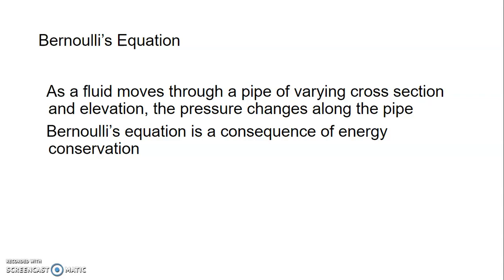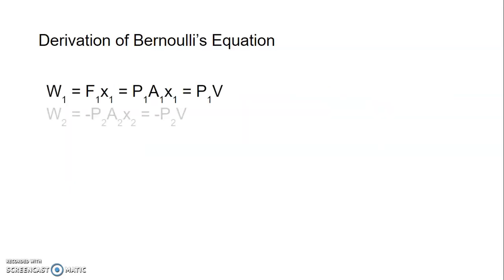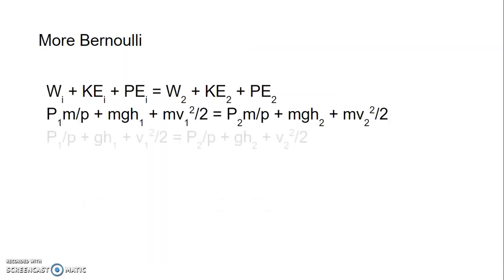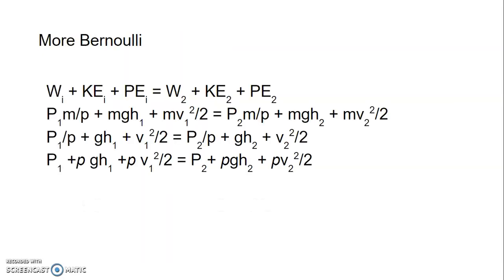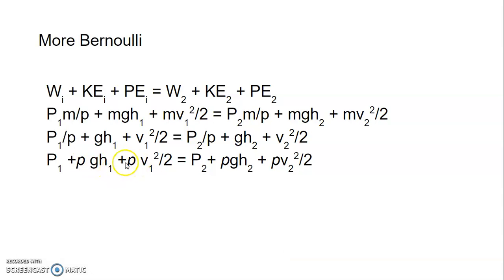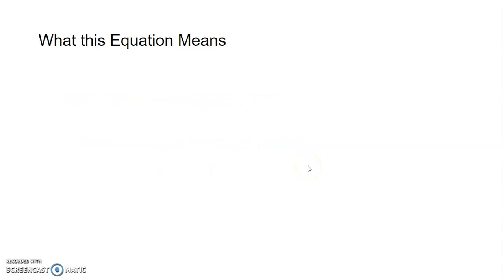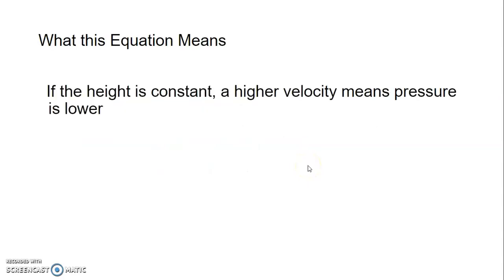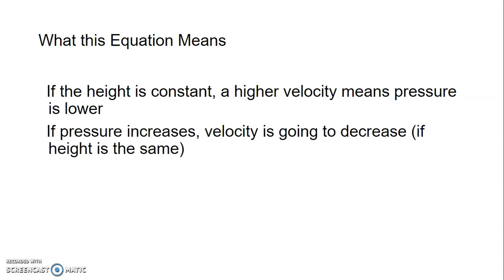As a fluid moves through a pipe of varying cross-section and elevation, the pressure changes. We can derive it. Don't worry about deriving it. There's some more deriving it. Here's the bottom piece. Here is the actual equation: our pressure at one point plus rho gh1 plus rho v1 squared over 2 is equal to our pressure at the second place plus rho gh2 plus rho v2 squared over 2. So what this means, if height is constant, a higher velocity means less pressure. If pressure increases, velocity is going to decrease.